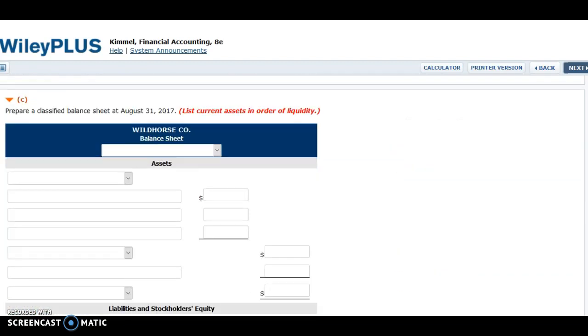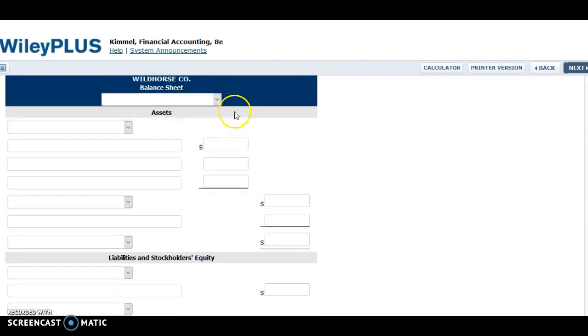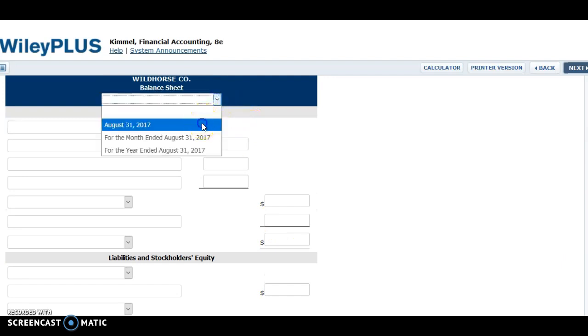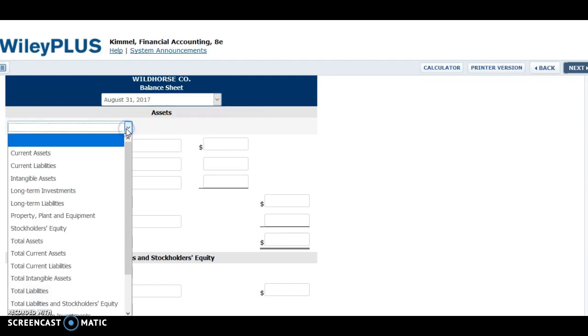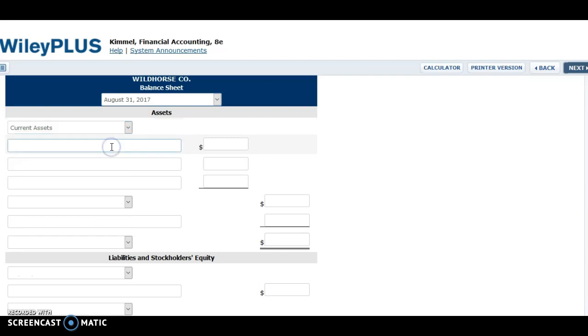So we're going down to our balance sheet. It's going to be the balance sheet on August 31st, 2017. We're going to put our current assets together. From most liquid to least liquid, we've got cash, accounts receivable, and supplies.